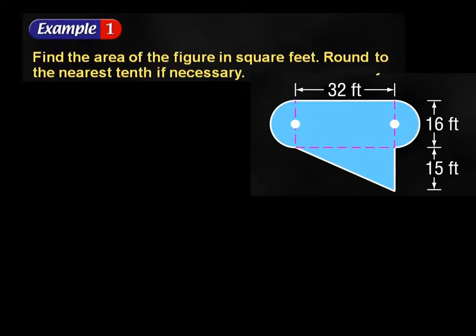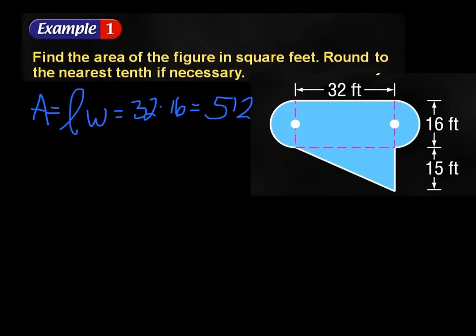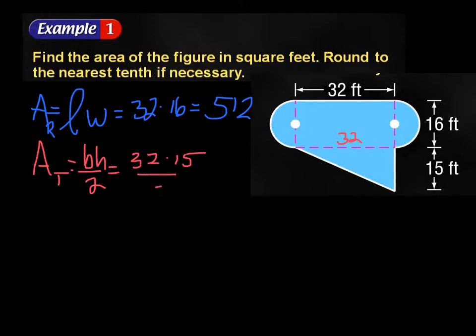Find the area of the figure in square feet, round to nearest tenth if necessary. It will be because we have circular parts. So we know how to find the area of a rectangle. Length times width, so 32 times 16 is 512. Area of a triangle is base times height divided by 2. So if one length is 32, the other length is 32 for that rectangle. So the base of our triangle is 32, and the height was 15, divided by 2. I'm going to cancel because I can. So what I have left is 16 times 15, which is 240.